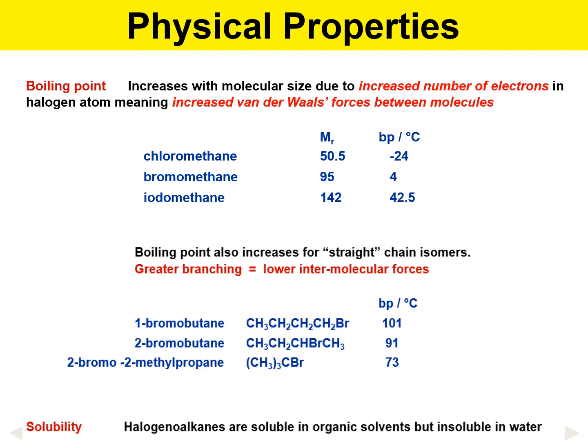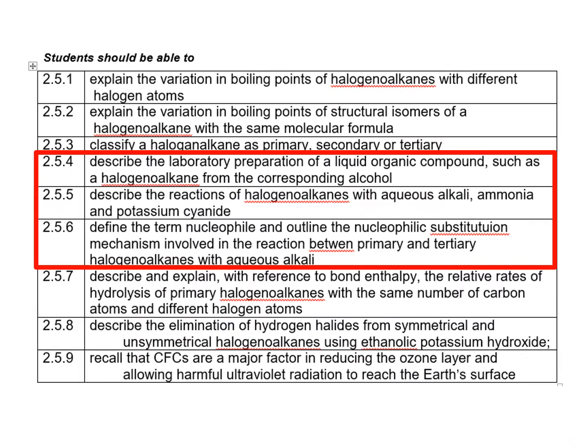Other physical properties of the halogenalkanes are that they have a sweet, sickly smell, they are immiscible with water, and form two distinct layers. We are now going to look at the reactions of halogenalkanes, which involves a new mechanism called nucleophilic substitution. We will leave the laboratory preparation of a liquid organic compound, such as a halogenalkane, from the alcohol to the next topic.